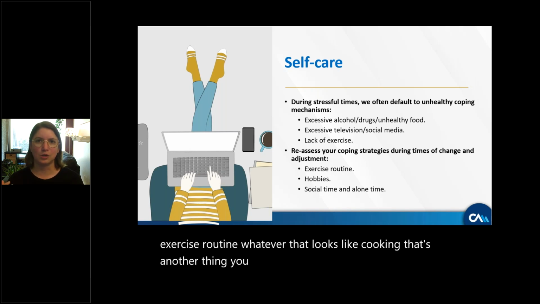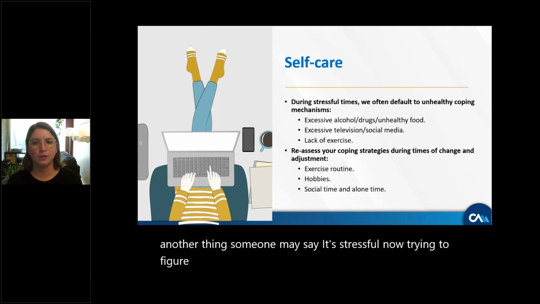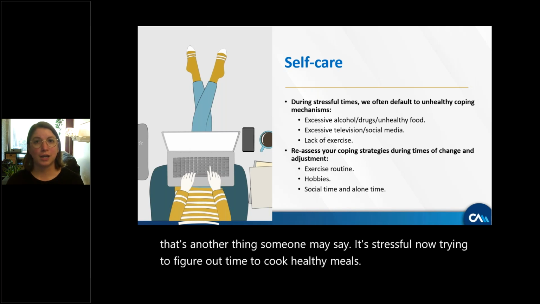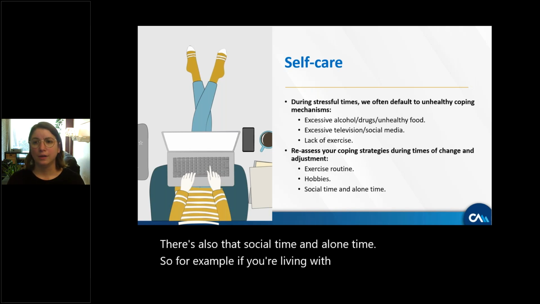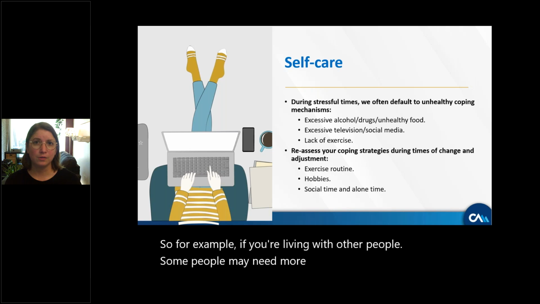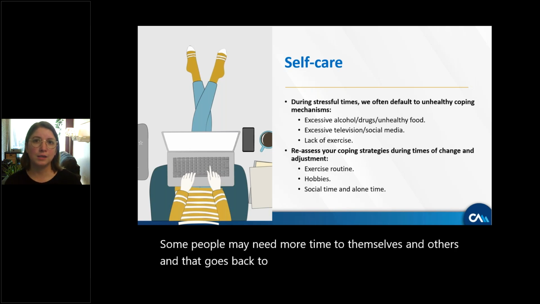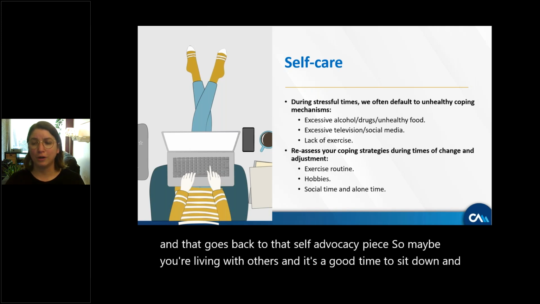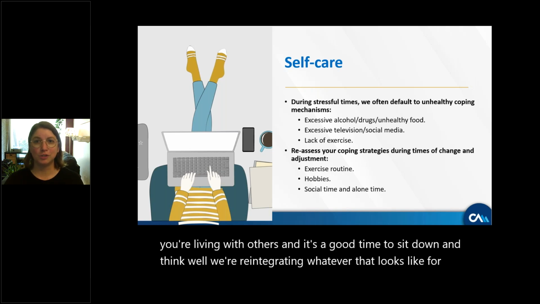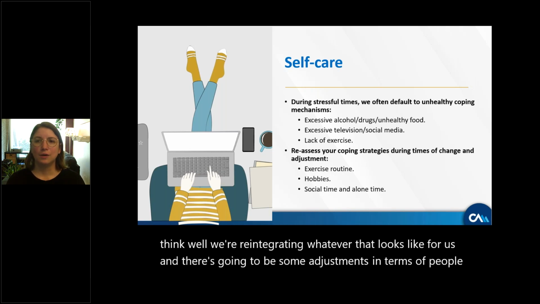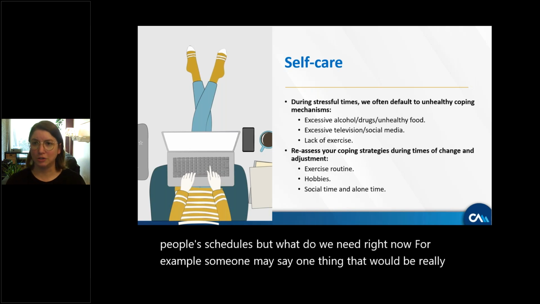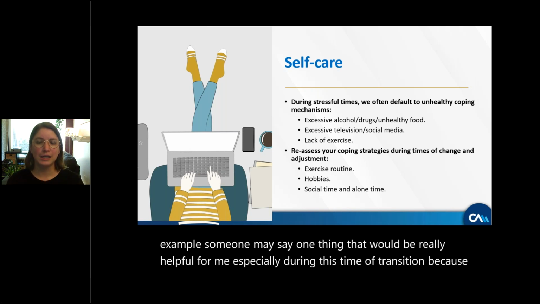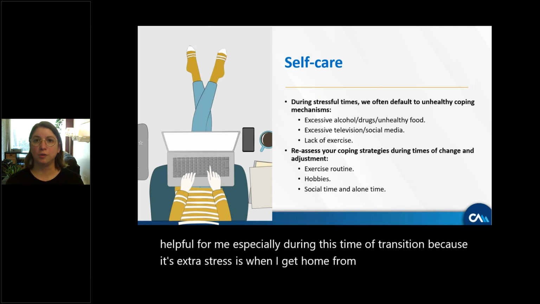Someone may say it's stressful now trying to figure out time to cook healthy meals. There's also that social time and alone time. So for example, if you're living with other people, some people may need more time to themselves than others. And that goes back to that self-advocacy piece. So maybe you're living with others and it's a good time to sit down and think, well, we're reintegrating, whatever that looks like for us. And there's going to be some adjustments in terms of people's schedules. What do we need right now? For example, someone may say, one thing that would be really helpful for me, especially during this time of transition, because it's extra stress, is when I get home from work, I just need 30 minutes of time to myself.